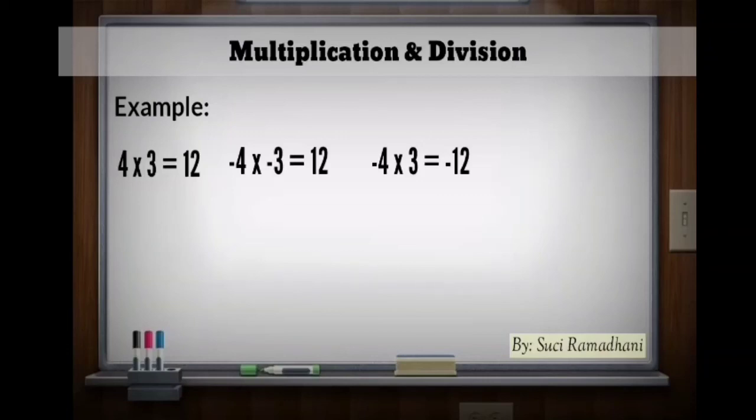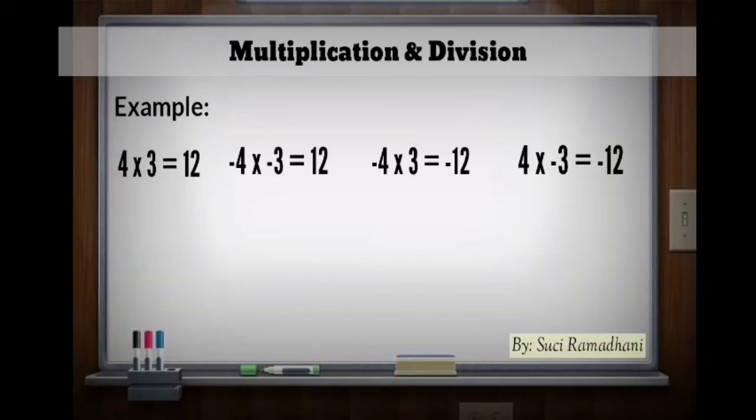And number 4, 4 times -3 equals -12. Here is a positive number times a negative number, so the answer is negative.